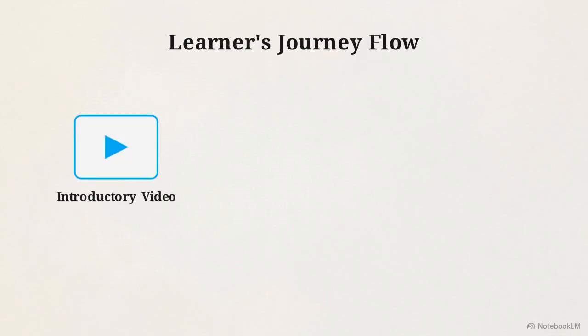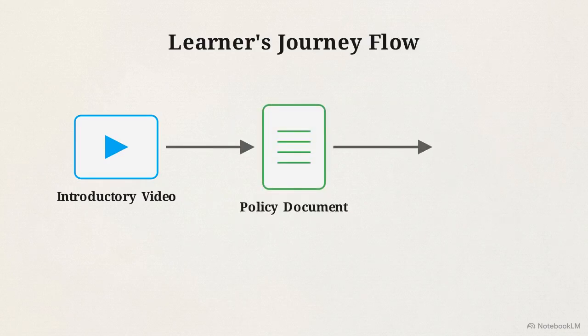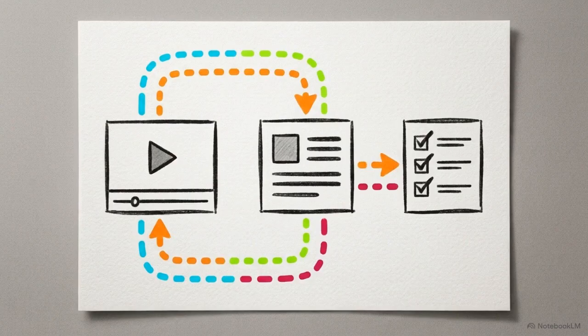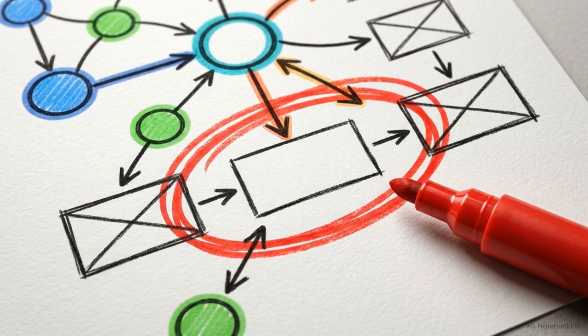A learner watches an introductory video, follows a directional arrow to a policy document, and then proceeds to a knowledge quiz. Mapping these interconnected tasks on paper physically lays out the student's journey. It exposes logical gaps and awkward transitions early, long before you spend money on video production or custom coding.